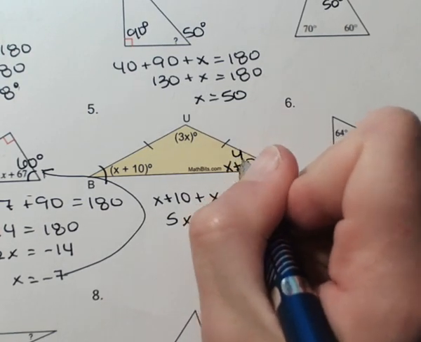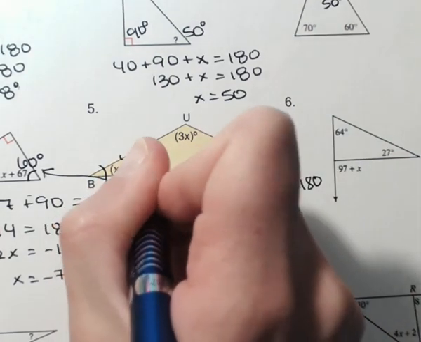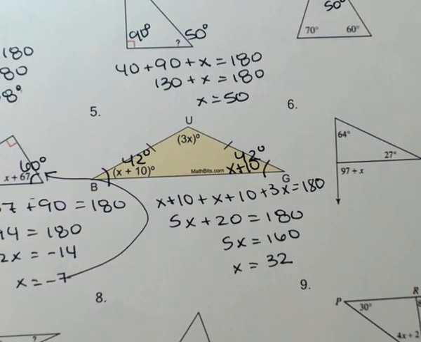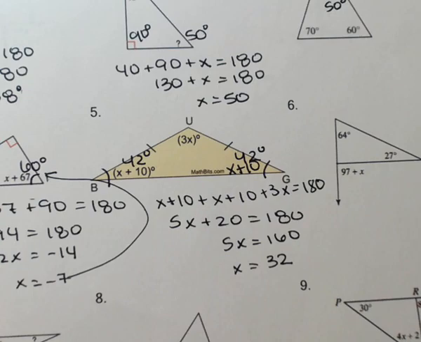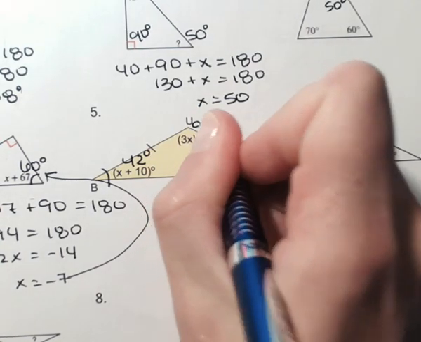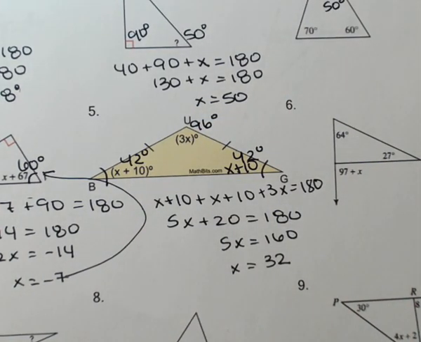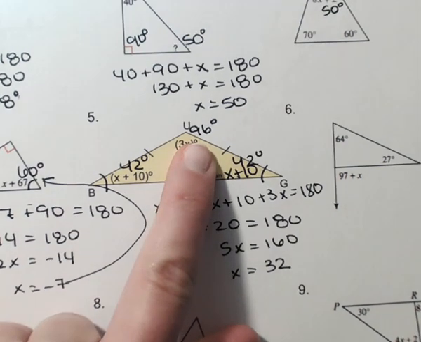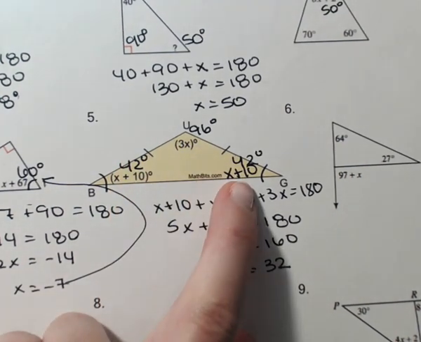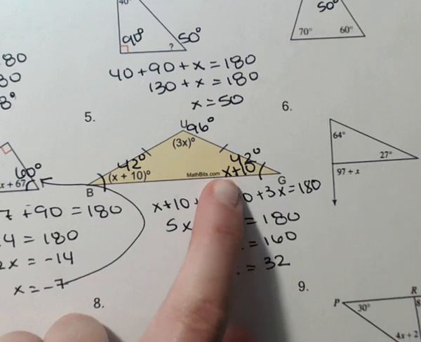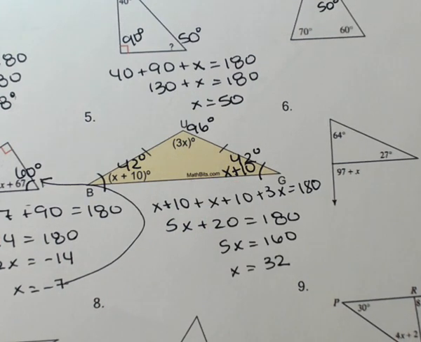Go ahead and plug it in. And these are both the same. They're both 42 degrees. Oh, we still have to plug it in for the top. So when we plug in 32 times 3, we get 96 degrees. Now let's check. Does that add up to 180? 96 plus 42 plus 42. Yes, it does.